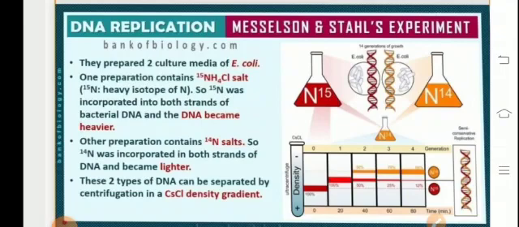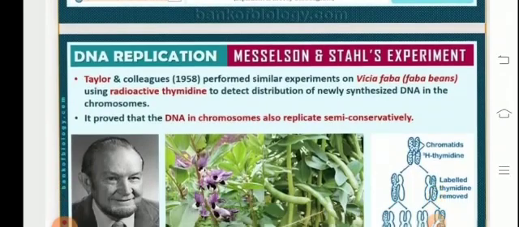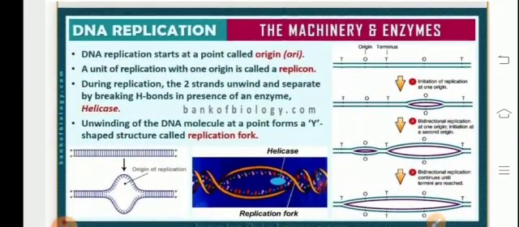And later we'll see that more of the E. coli offspring, the daughter cells, will have the hybrid and the light strand. That means the N14 gets incorporated in their genetic material. The estimation can be done with the help of cesium chloride density gradient centrifugation.